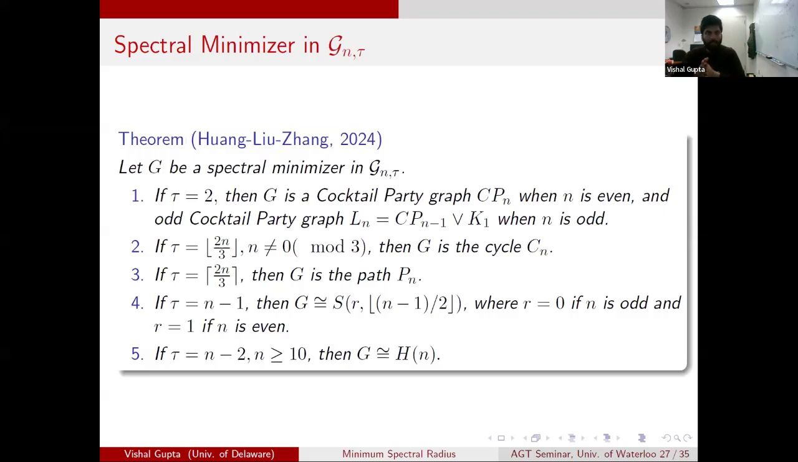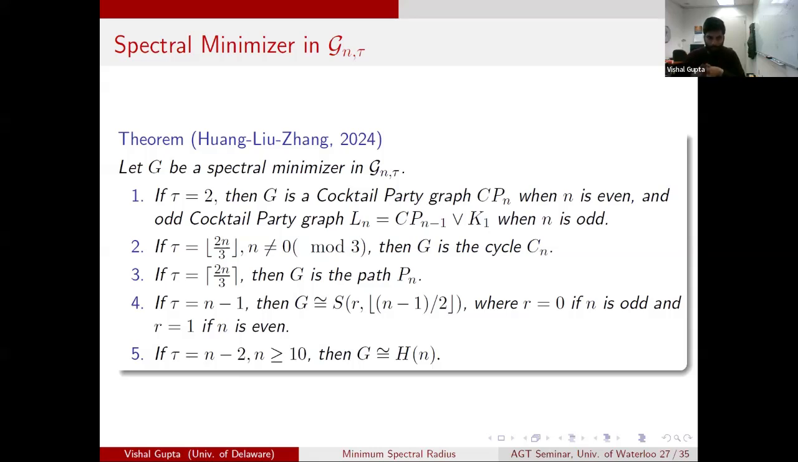Okay. For spectral minimizer, the problem is not that easy. So recently, this paper by Huang, Li, and Zhang studied this problem for spectral minimizer, and they characterized the spectral minimizers for the following dissociation numbers. So when dissociation number is 2, they showed that a spectral minimizer is a cocktail party graph when n is even, and it's an odd cocktail party graph when n is odd, where the odd cocktail party graph is defined as: you take a cocktail party graph of one less order, and take its join with a new vertex.